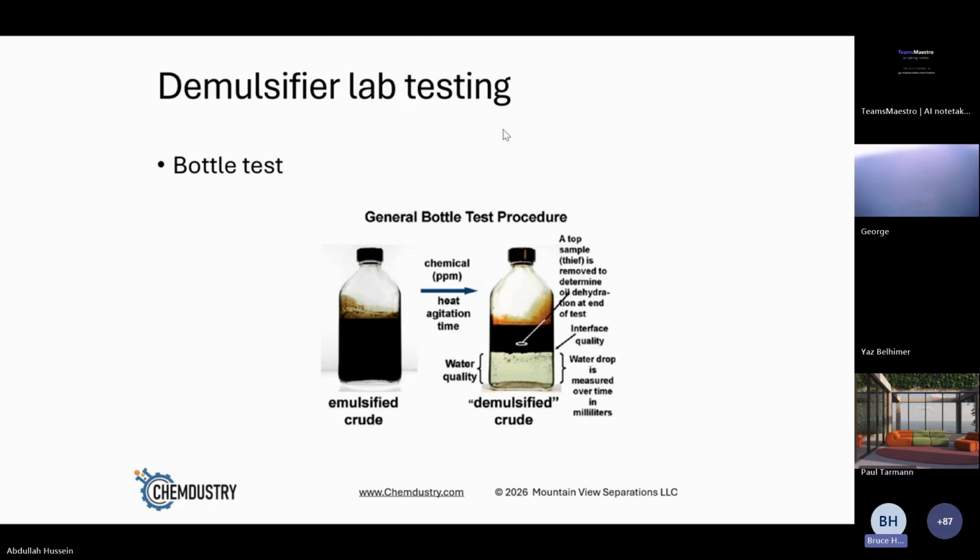After the retention time is met in the bottles, which is the same as in the field, you'll take a small aliquot or thief of the oil at a certain level. That level is usually 20 mils or 15 mils above the interface, where the oil and water meet. You'll take 20 mils above that highest one.